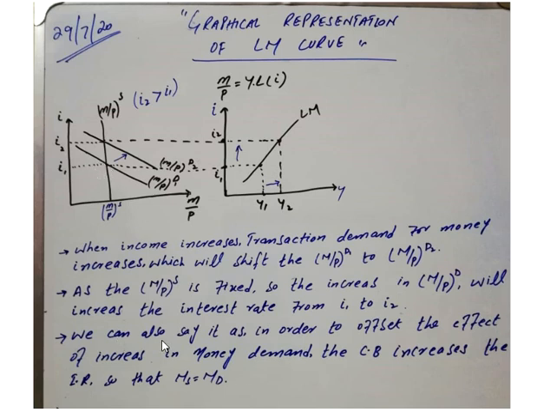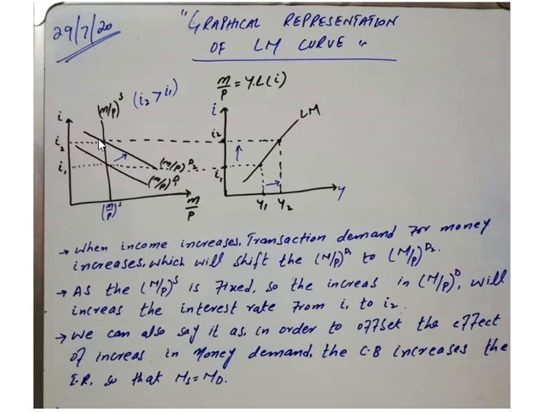This is another reason, but the main reason behind the rising of the interest rate is that when people have more money, more income, their money demand increases for transaction motive. As the money supply is fixed by the central bank, there is no change in the money supply, so the increase in money demand will increase the interest rate.